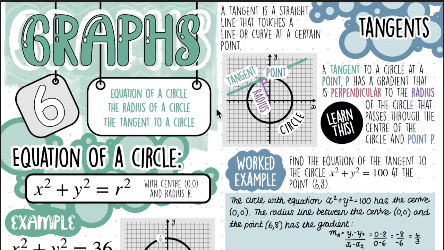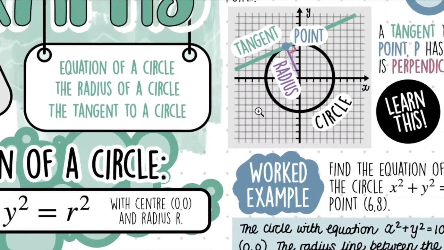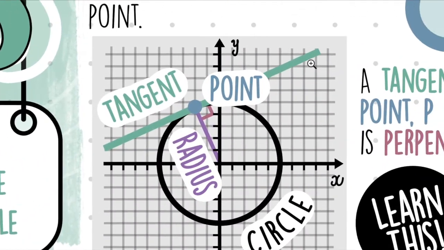Okay, and the next section of the circle worksheet is to do with tangents. Now, a tangent to a circle is a straight line that touches the circle at a certain point. So here's a diagram to go with what I've just said. Let's zoom in a bit, shall we? There we go. Right, so the black line is a circle, and this line here is the tangent, and the tangent meets the circle at this blue point here.